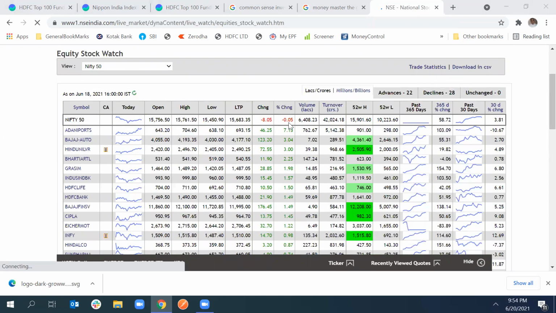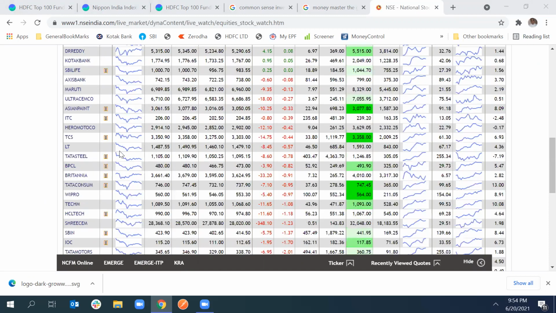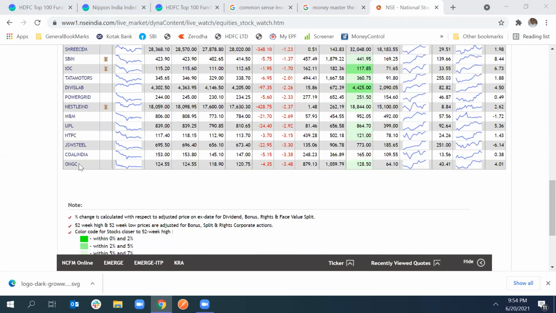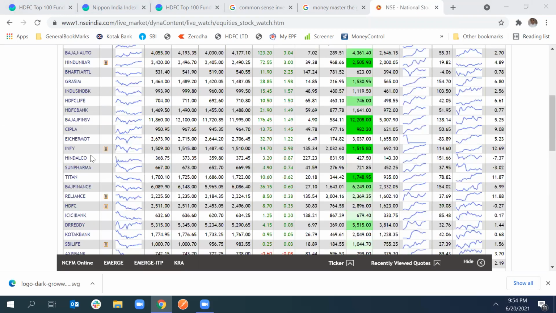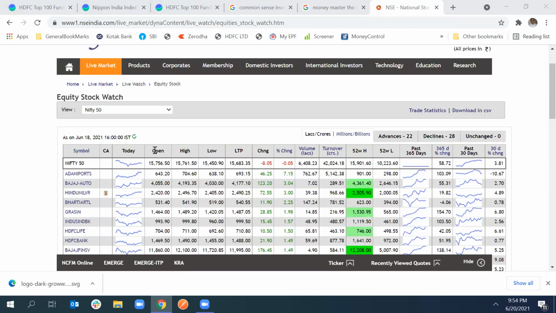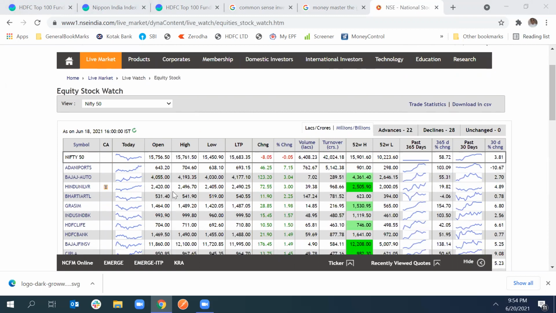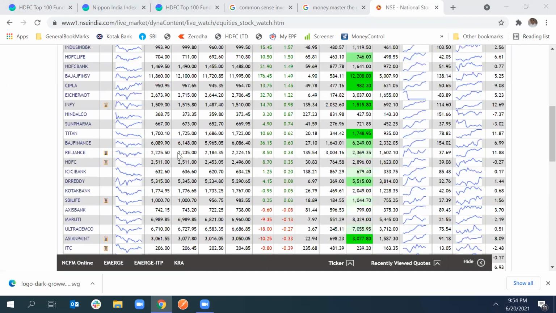So this is all about Nifty 50, and Nifty 50 has these 50 stocks. ONGC, and you will have Reliance. Also, you can list them or basically filter them based on their market cap. So this is a 50 company list.